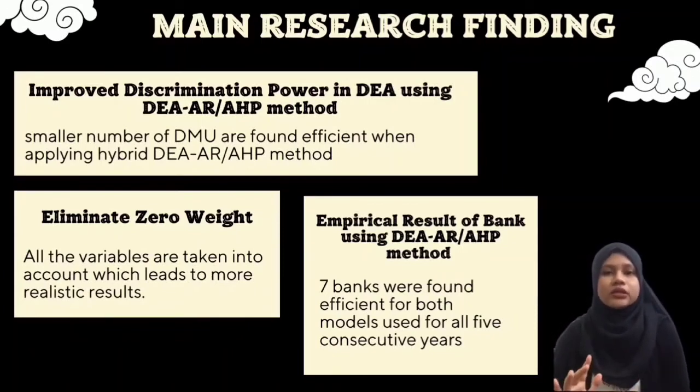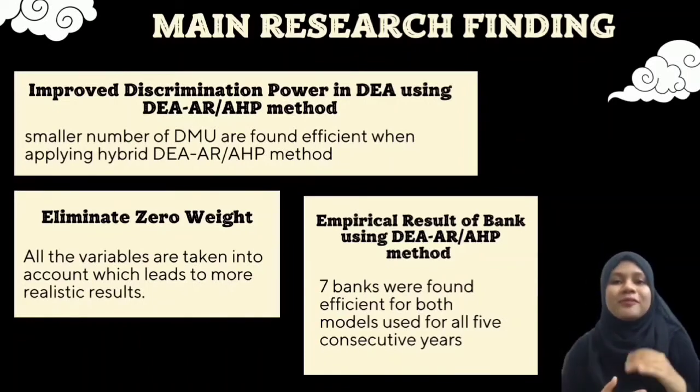Next is eliminating zero weight. There are many zero weights for the inputs and outputs of DMUs when using the DEA model. It indicates that all the respective variables are dropped from the assessment. By using the proposed model, all the variables are taken into account, which leads to more realistic results. It shows that the DEA-AR AHP model successfully reduced zero weights.